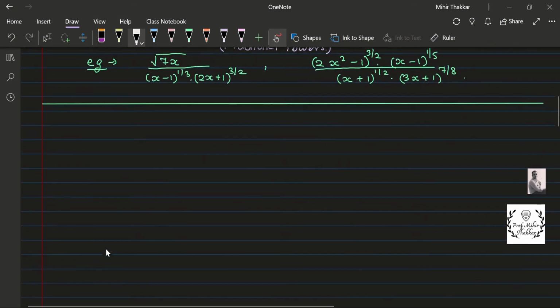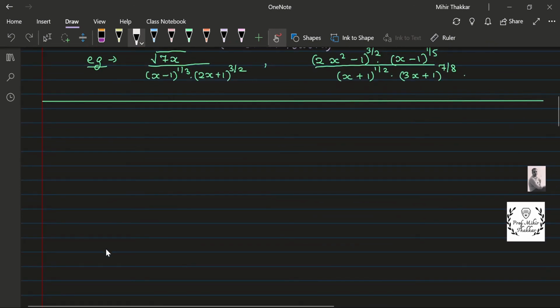I'll start with a basic example and then we'll go to our exercise questions. Example: if I have y is equal to x to the power 3x, what do we do in such a case? It is x, that is a variable, to the power of a function. So I have to apply log on both sides so that this power can be taken behind the log.